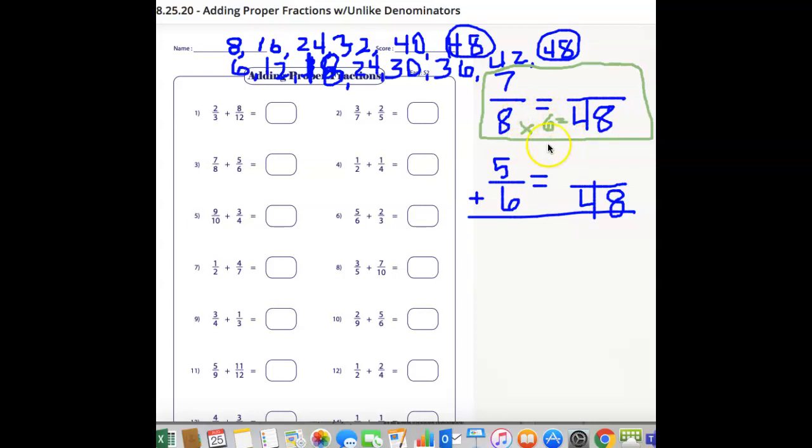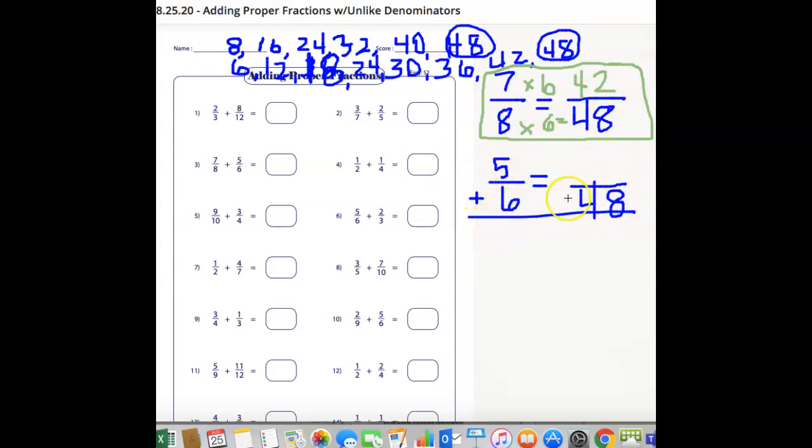Now that you have this, you can do this, because the rule is whatever you do to the bottom, you do to the top. So 7 times 6, if you look at your multiplication chart or a calculator, you get 42. Okay? So now you've answered this and got the missing number here. So now you have to come down here and get the missing numerator here. And you can do that.